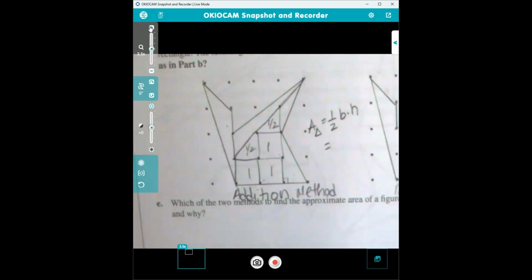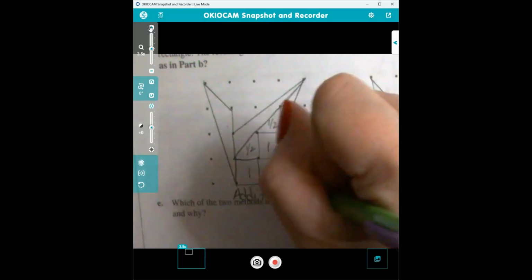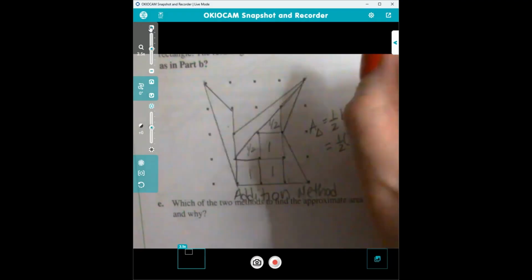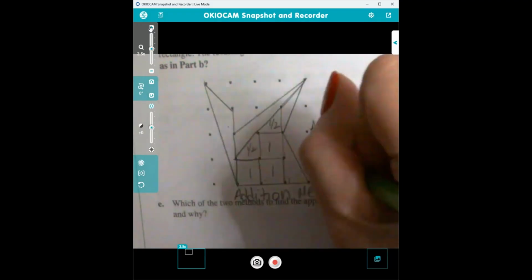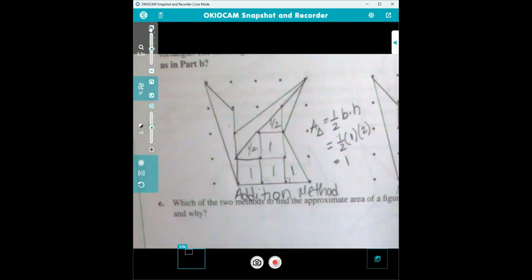And then we're going to have 1/2. The base is 1, because this is 1, and the height is straight 1, 2, because it's perpendicular to the base. And then you're going to see that 2 times 1 times 1 is 2, divided by 2 is 1. So this whole triangle measures 1.